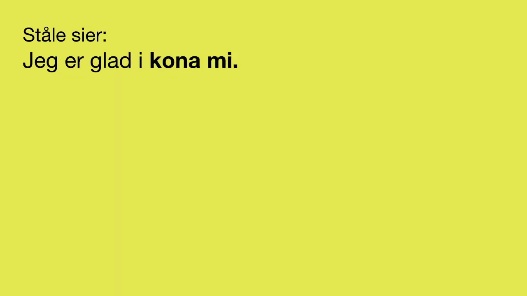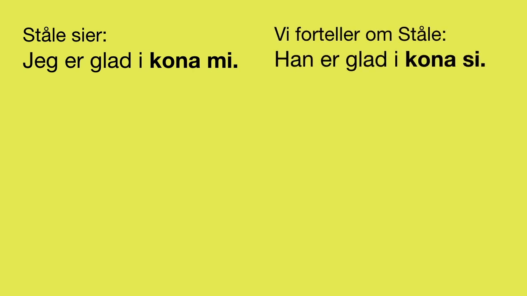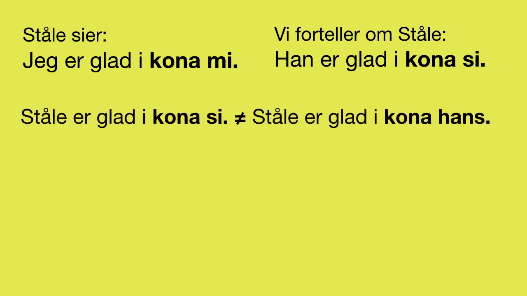Ståle sier, Jeg er glad i kona mi. When we tell about Ståle, we have to say, Han er glad i kona si. Again, you see, kona, the object of the sentence, technically belongs to the subject of the sentence, han. So that's why we have to use the reflexive possessive pronoun. So saying that Ståle er glad i kona si is not the same as saying Ståle er glad i kona hans.